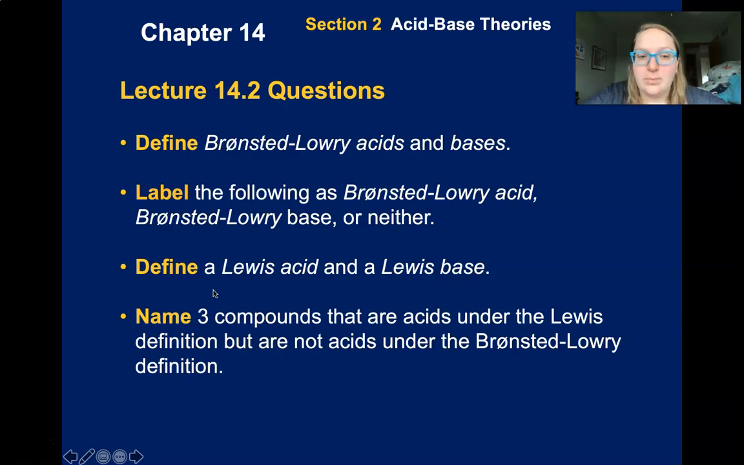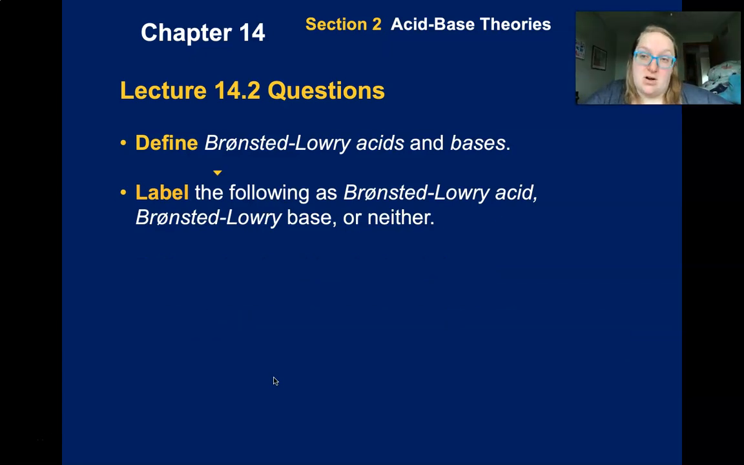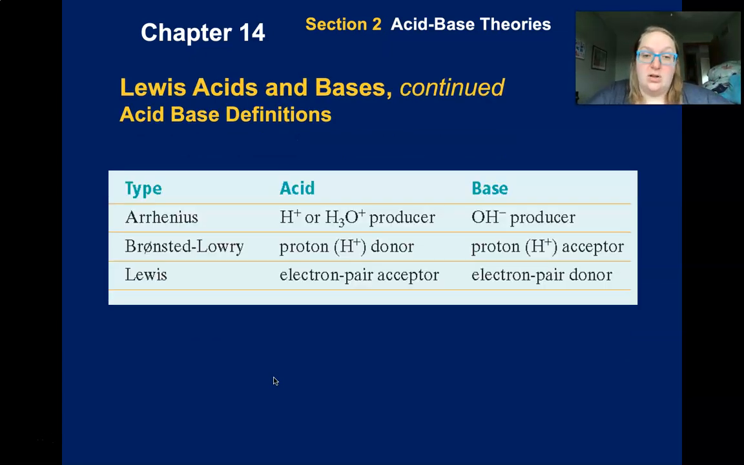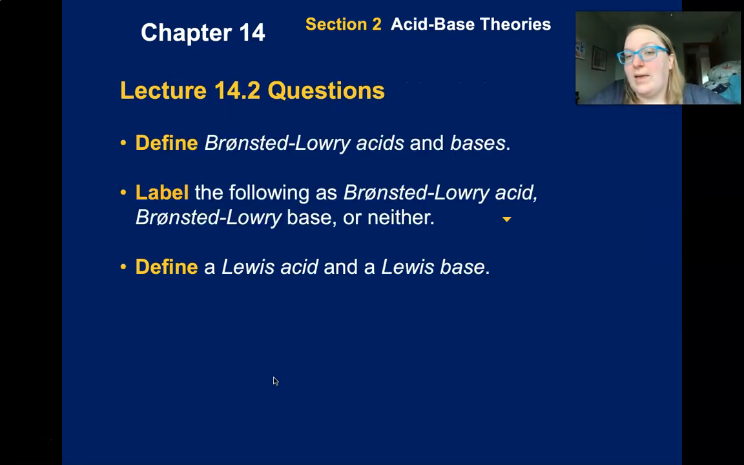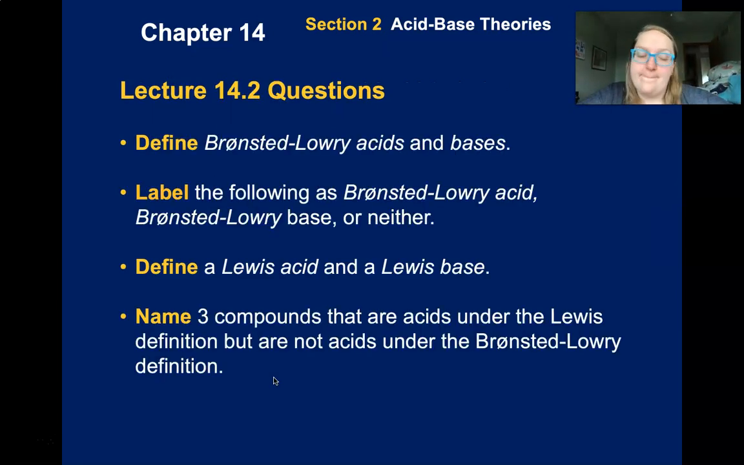Define the Bronsted-Lowry acid and base, define the Lewis acid and base. This will be helpful for your quiz. And then name compounds that are acids under Lewis, but not acids under Bronsted-Lowry. So you're looking for compounds that don't have protons, but are electron acceptors. You're looking for acids in that particular question that are electron pair acceptors, but are not going to have protons attached. Okay? And your book should be helpful with that.